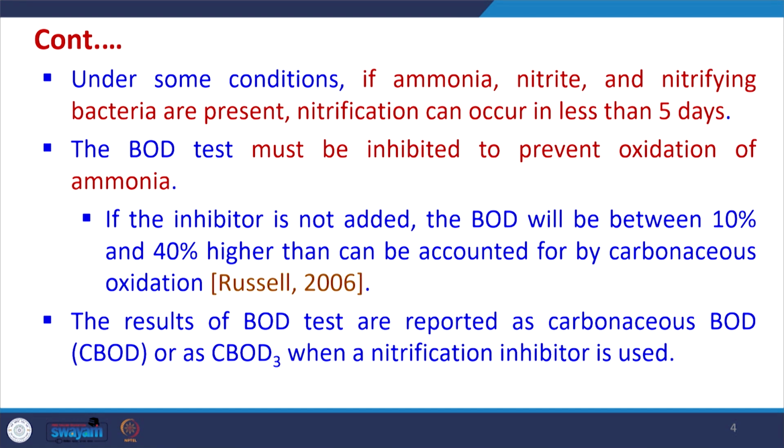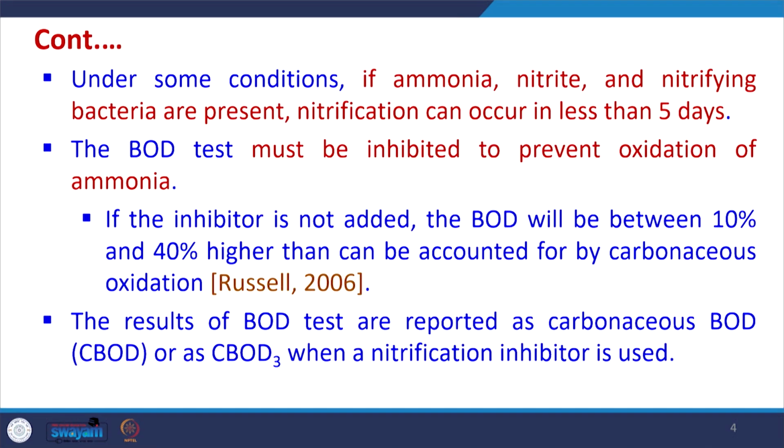However, during the BOD test we add some inhibitors so as to prevent the oxidation of ammonia. If the inhibitor is not added, the BOD, which actually represents the carbonaceous oxygen demand, will be at least 10 to 40% higher than that accounted for by the carbonaceous oxidation. So we always add inhibitor so as to minimize the nitrogenous oxidation, so as not to add the demand of nitrogen into the carbonaceous oxidation. The results of BOD tests are reported as carbonaceous BOD or CBOD3 when a nitrification inhibitor is used.